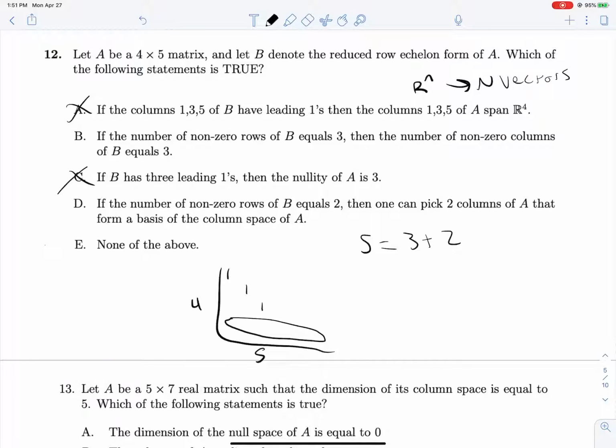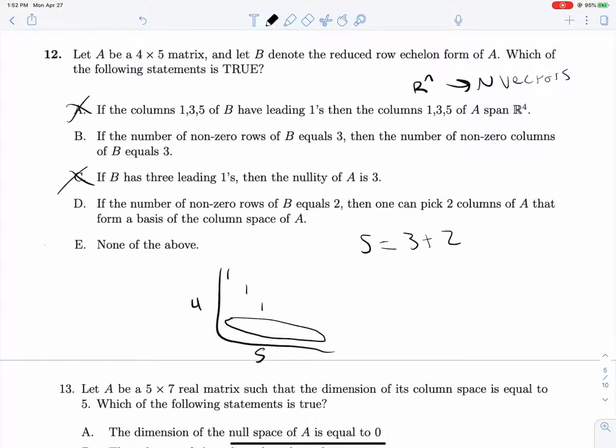What about D? If the number of non-zero rows of B equals 2, then one can pick 2 columns of A that form a basis for the column space of A. Yes, yeah, that's true. The two columns that have pivots in them. It's all this row stuff that's confusing me. If the number of non-zero rows equals 2, then one can pick 2 columns that form a basis of the column space.